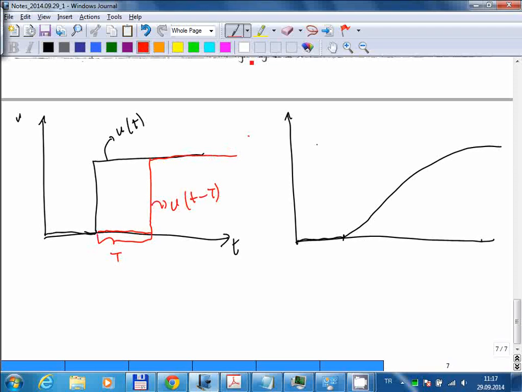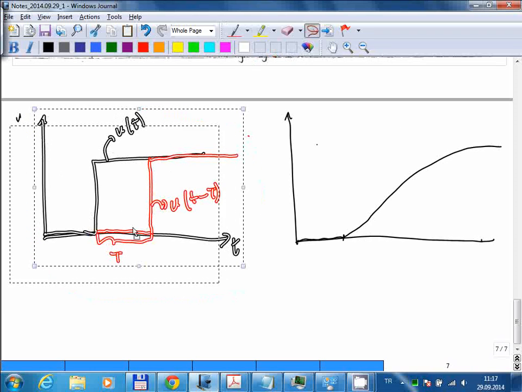Okay, if the output is shifted by the same amount, let me make up some room.